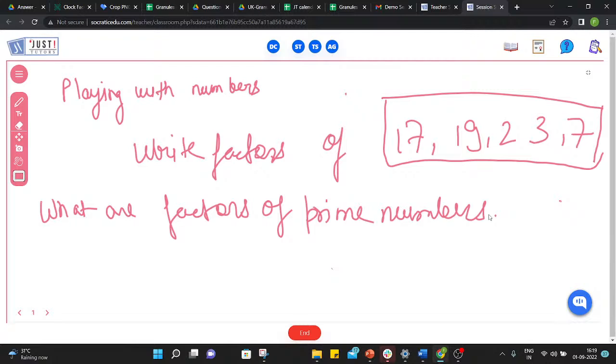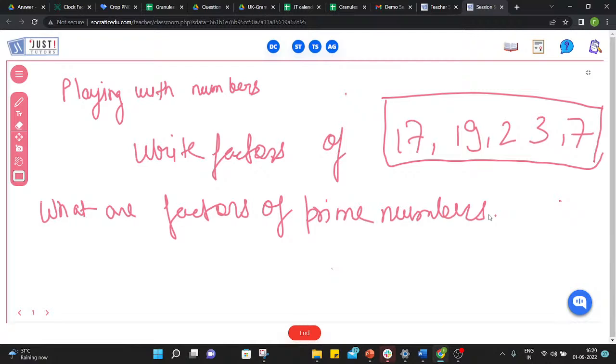Okay, so 1 is a common factor of all the numbers. Not just prime numbers, 1 is a factor of every number. You can divide every number by 1 and you will still not get any remainder. So 1 is a factor of any number including prime numbers. But in the case of prime numbers, the only two factors are 1 and itself.